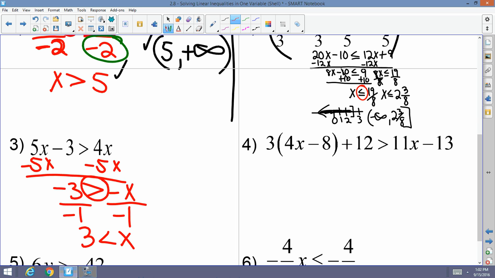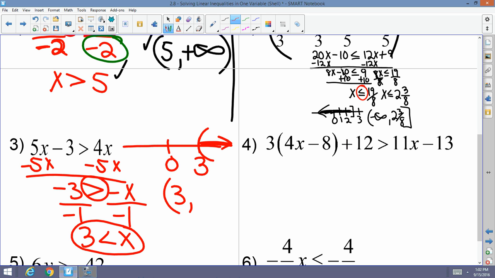Now be careful here. I know that we read left to right, but when we're dealing with inequalities, we read from the variable. So x is greater than 3. Here's my graph, 0, 3, parentheses because it's greater than, and I'm going to the right. I already have my interval notation pretty much. This is 3 to positive infinity. Why parentheses? Because infinity uses parentheses, and I had a less than.